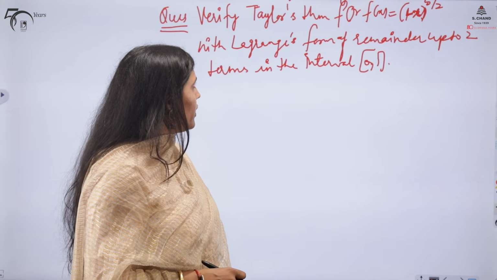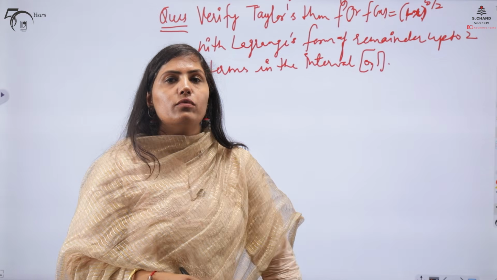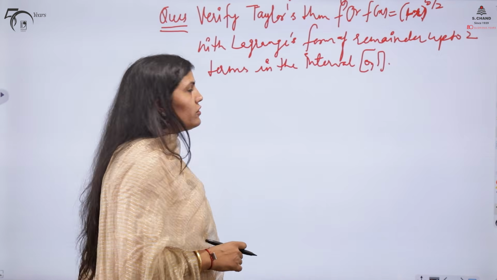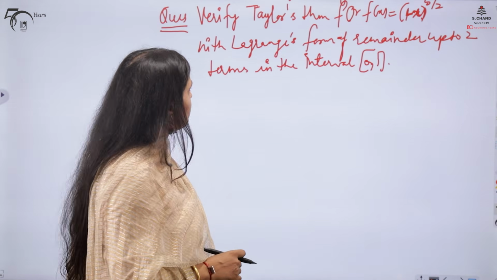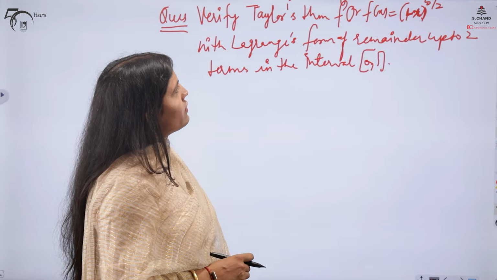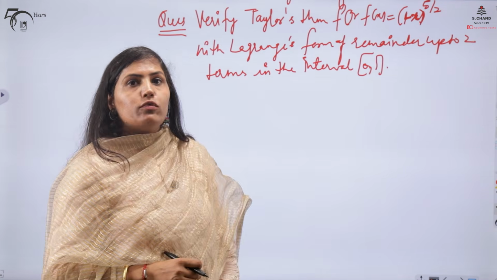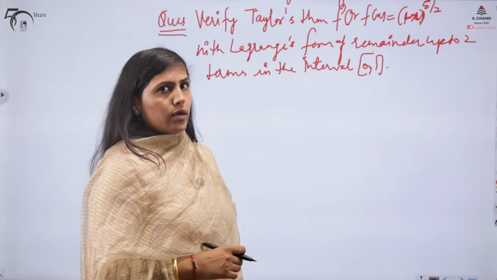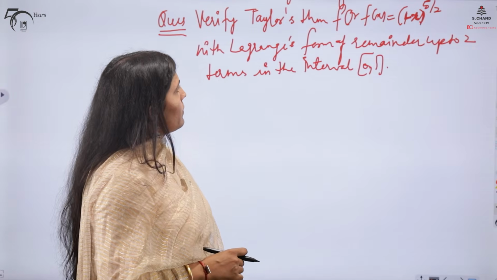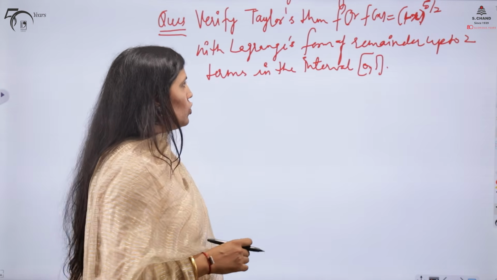Before going to the break, I told you to go through the 6 forms which I gave you. Now, I have already written one question on the board. The question is: verify Taylor's theorem for f(x) equal to (1 minus x) to the power 5 by 2 with the Lagrange form of remainder up to 2 terms. It is not that every time you will get it for n terms. So it is up to 2 terms in the interval 0 to 1.